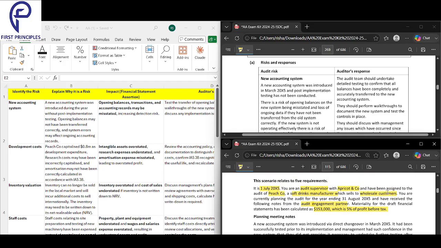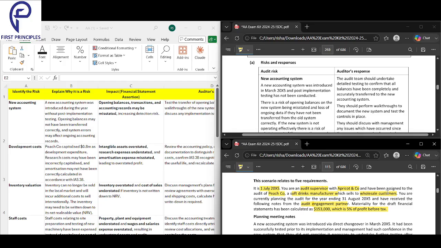Right now, who are you? A supervisor. Of which company? Apricot Co. When? 1st July. You have been told you have to do the audit. Which company's audit? Peachco. What does Peachco do? It is a soft drink manufacturer. And who does it sell to? Wholesale customers. That's it. So who you are is clear, and whose audit you have to do is clear.